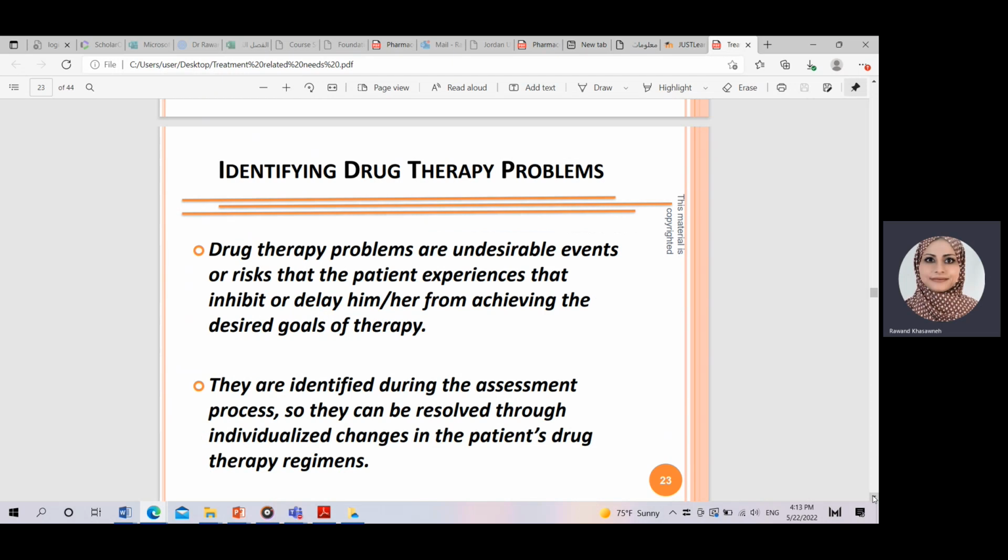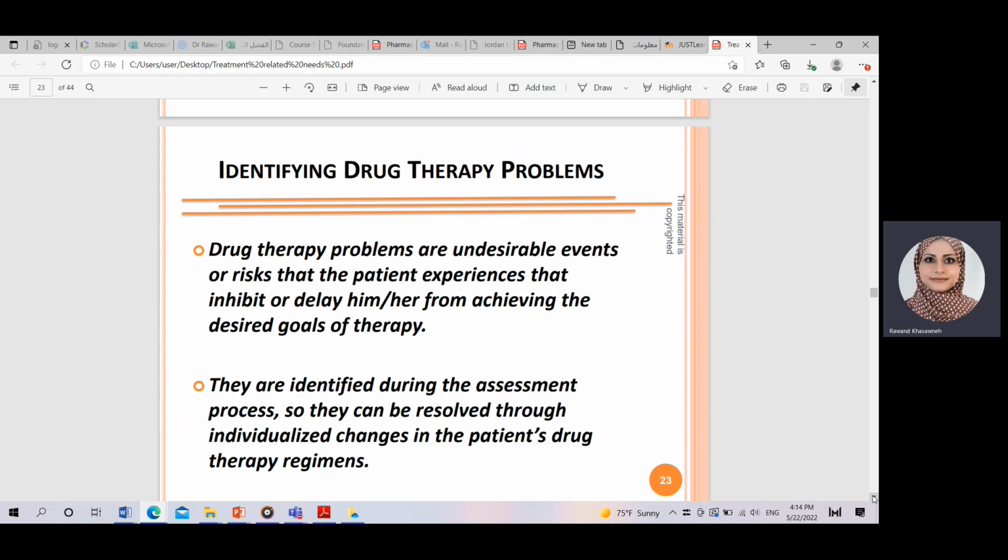Identifying drug therapy problems was the third step or the third element of the patient care process. What do we mean by drug therapy problems? Drug therapy problems are undesirable events or risks that the patient experiences that inhibit or delay him from achieving the desired goals of therapy.